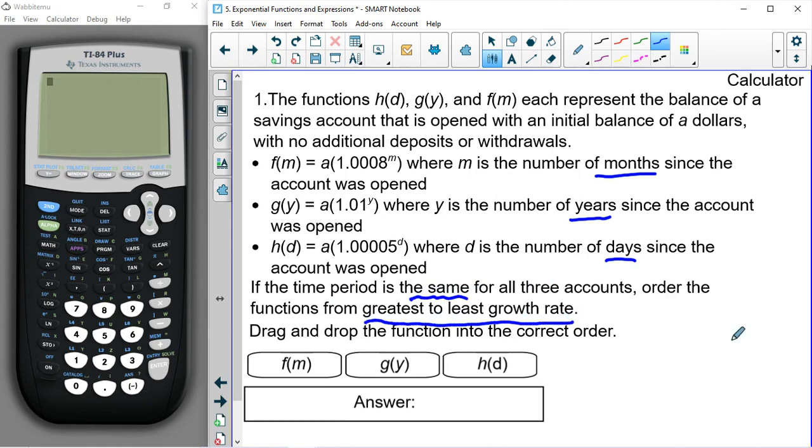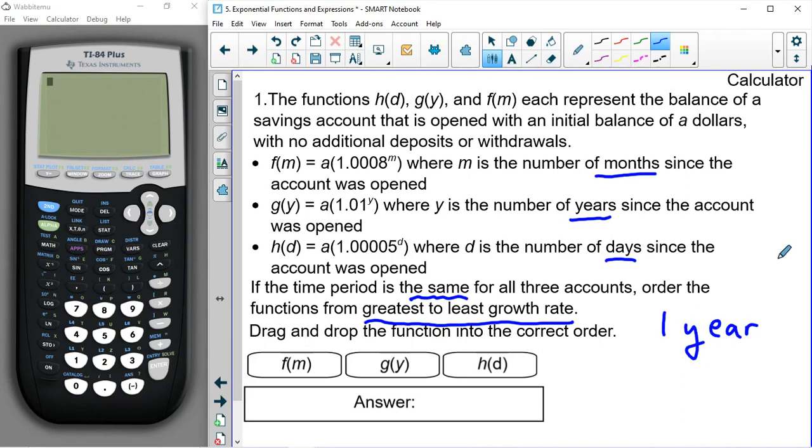So they're essentially asking us to put them in order for how fast they're going to grow if the time period is the same, because each of these right now are growing over different time periods. f of m is being calculated for months, g of y is being calculated for years, and h of d is being calculated for number of days. It doesn't say what the time period needs to be, it just says that the time period must be the same. So let's pick a time period that's going to be easy for us to calculate. Let's just calculate all these for 1 year and then compare how much they've grown.